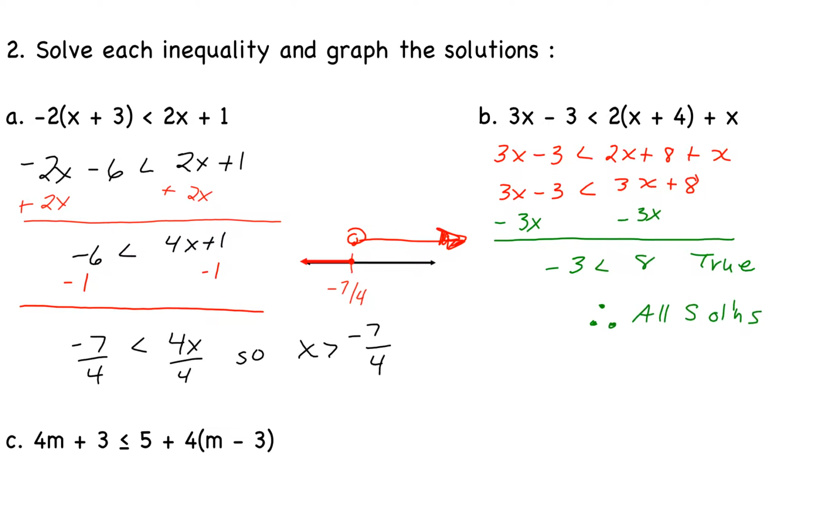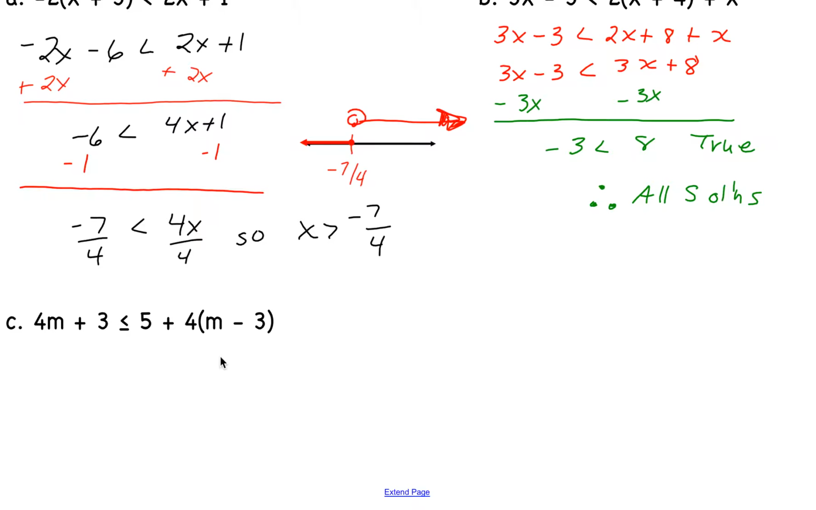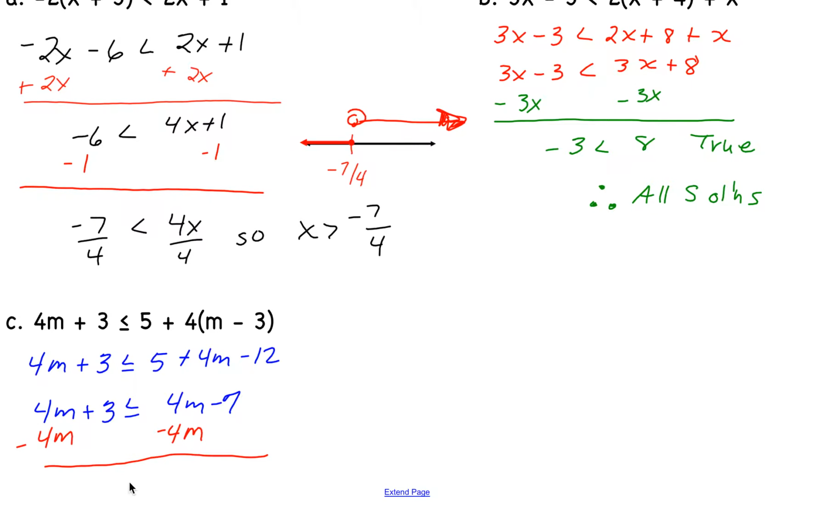All right, the one letter C, let's take a look at that one. Distributing the 4 through the parentheses, combining like terms, and then getting our variables together. Again, my variable drops out, so I ended up with 3 being less than or equal to negative 7. Is this a true statement? And this time this is a false statement, therefore there are no solutions.